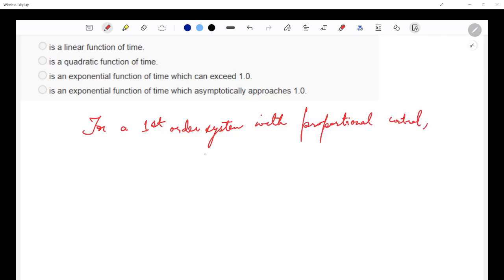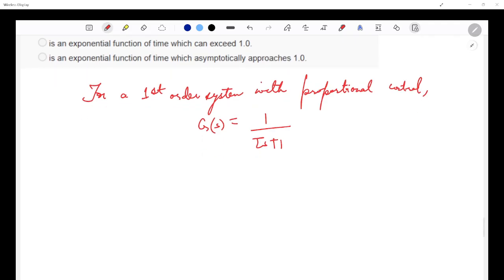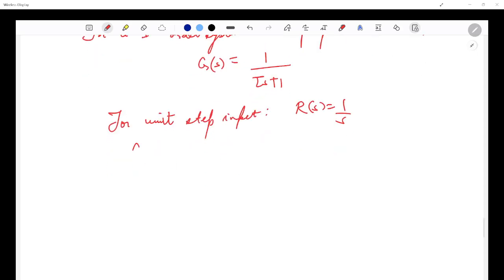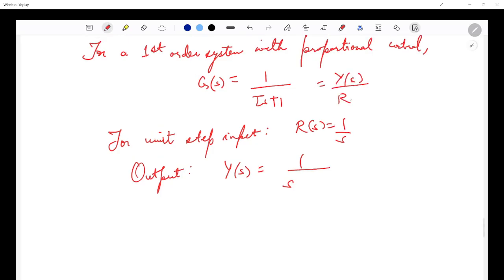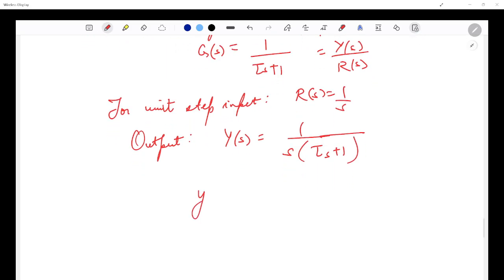For a first order system with proportional control, the standard transfer function is G(s) is equal to 1 upon tau s plus 1. We already saw this. For a unit step input, R(s) is equal to 1 upon s. What is your output? Your output is Y(s), which is 1 upon s into G(s), because G(s) is equal to Y(s) upon R(s). So it is 1 by s into (tau s plus 1). If you take the Laplace inverse, you get 1 minus e to the power minus t by tau.